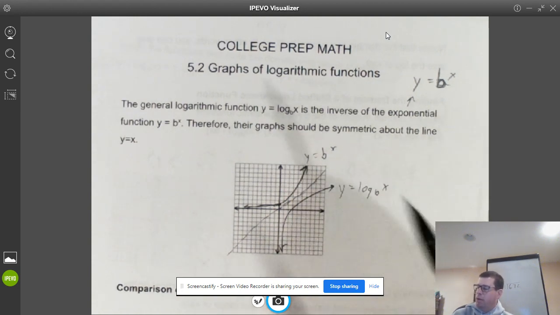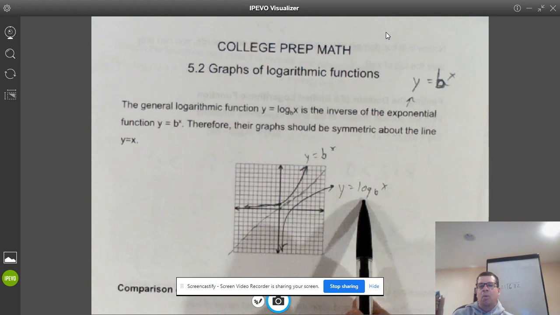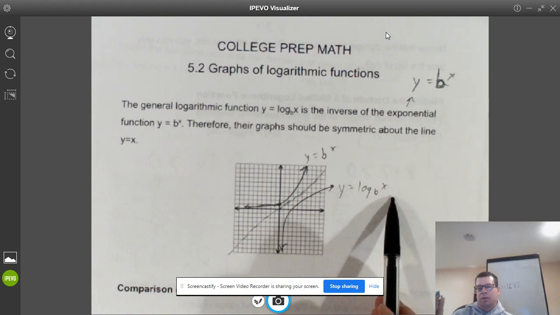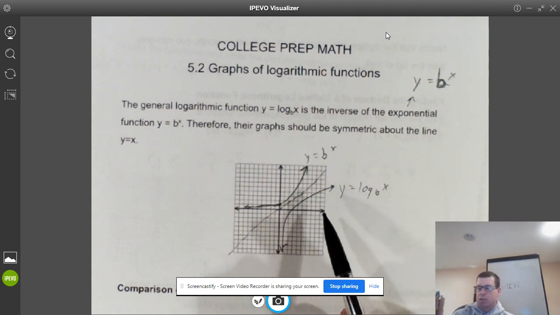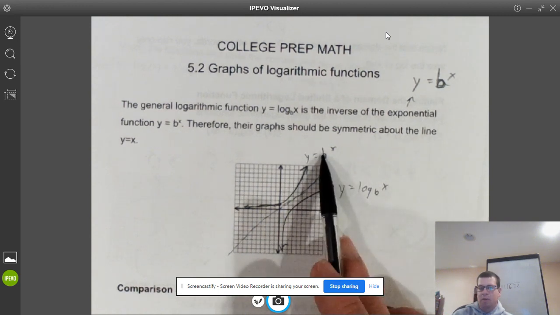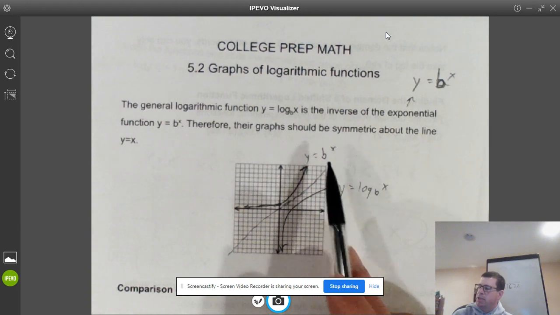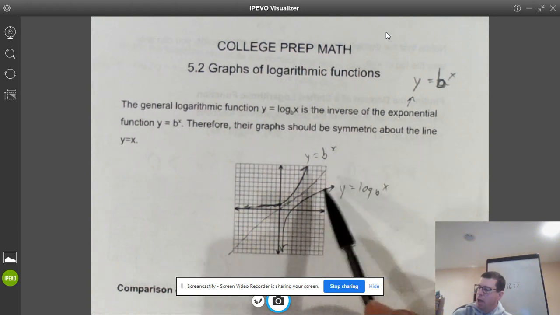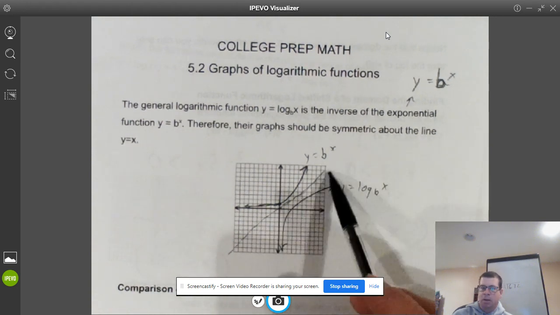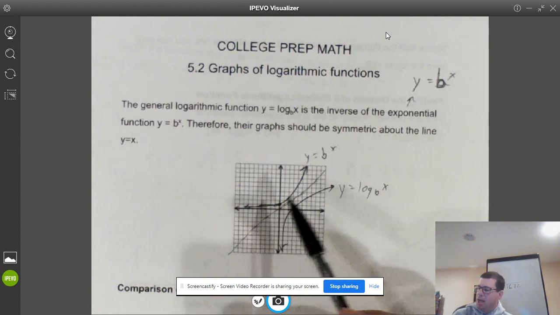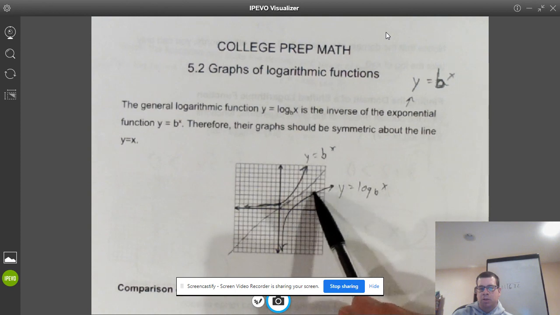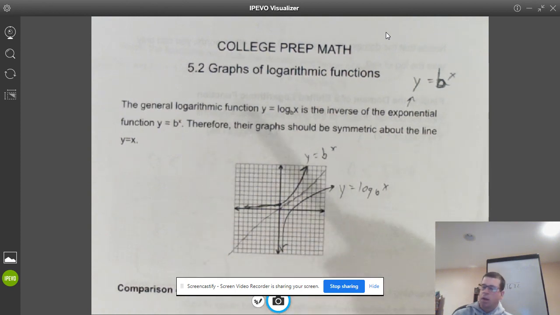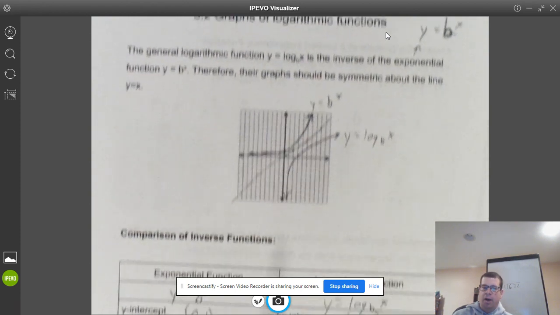But a logarithmic function, which would look something like this: y equals the log base b of x instead of y equals b to the x power. Since they are inverses of each other, this one undoes whatever that one does. It means these graphs should be symmetric about the line y equals x. So if I've got the line y equals x and I flip this over, the graph of a logarithmic function looks something like this. And we're going to look at a little bit more detail later about how to graph these.